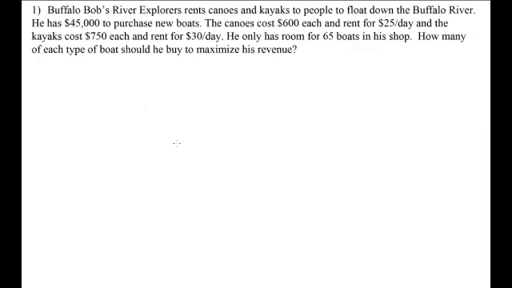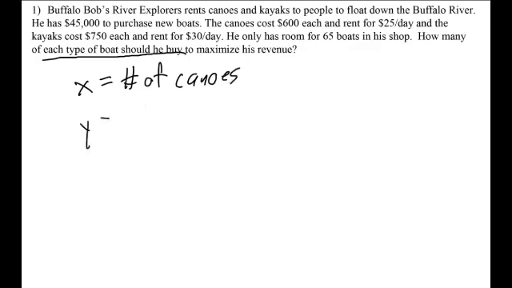Now, your variables are always the things that we don't know, the things that we're trying to find. And that's generally in the last sentence of the question. So we see how many of each type of boat should he buy. So let's let x equal number of canoes and y equal number of kayaks. We don't want to say x is just canoes and y is just kayaks because there's a lot of different things about canoes and about kayaks that we could be talking about. There's the cost of the canoe, there's the cost to rent the canoe, there's the number of. So we want to be very specific when we say what our variable is. So in this case, x is number of canoes, y is number of kayaks.